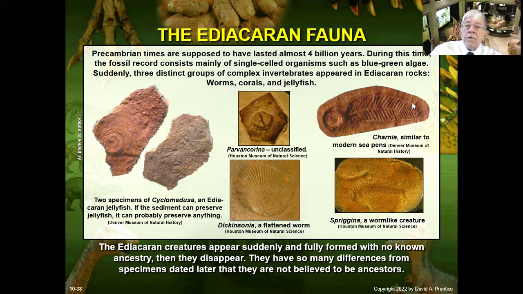During that time, the fossil record consisted mainly of single-celled organisms such as blue-green algae. Suddenly, in the Ediacaran layers, there are three distinct groups of complex invertebrates: worms, corals, and jellyfish. These do not gradually blend into any other type of worms, corals, and jellyfish at higher levels. They appear suddenly, fully formed, no known ancestry, and then they disappear. They have so many differences from specimens dated later that they're not believed to be ancestors of anything else later.